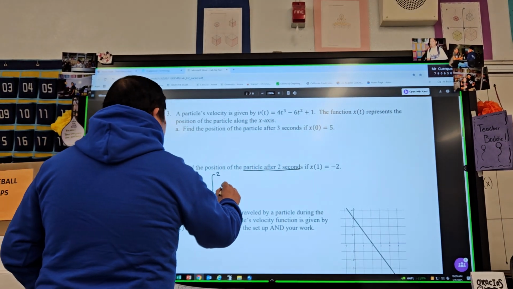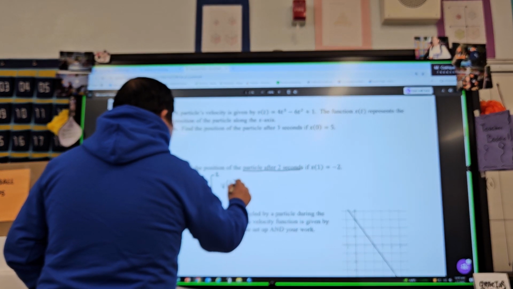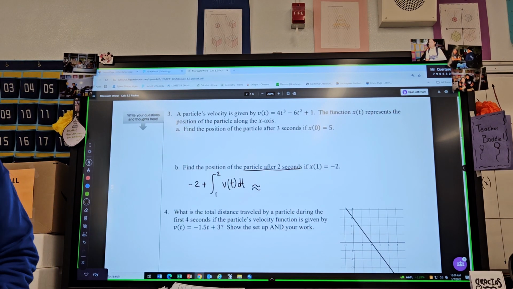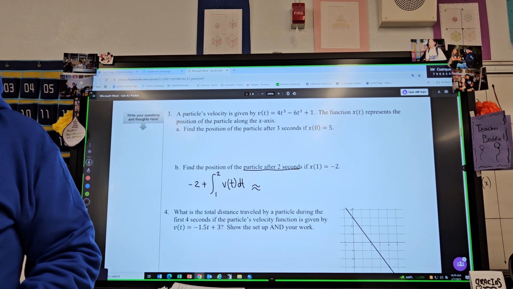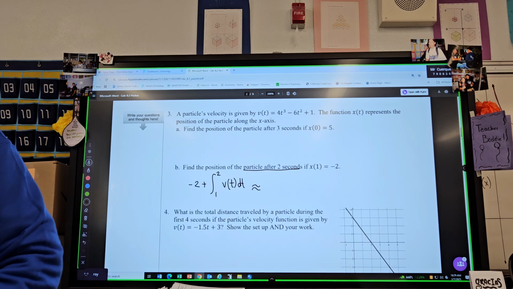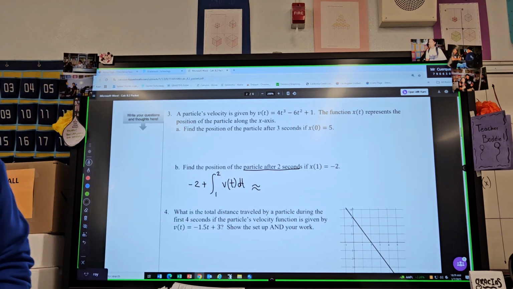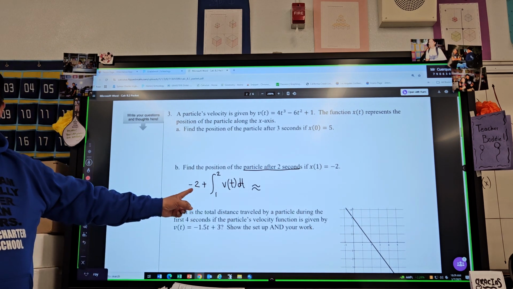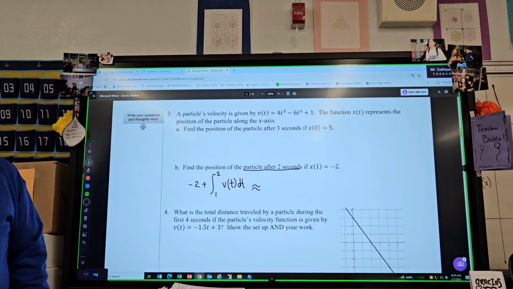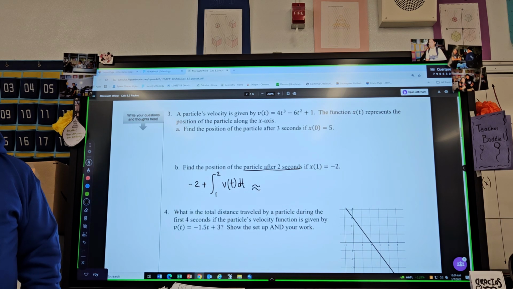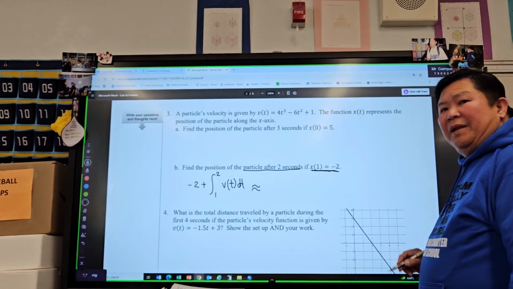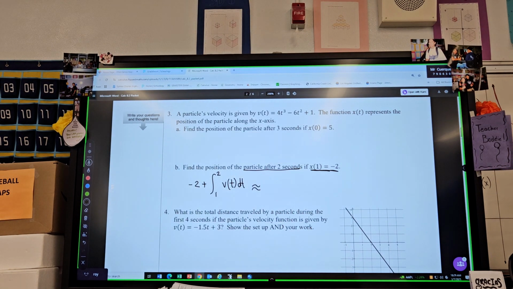So v dt. Can you please use the calculator, the yellow calculator? So what do you have, guys? This one has already an initial. At the start, if x is 1... the interval now is from 1 to 2.